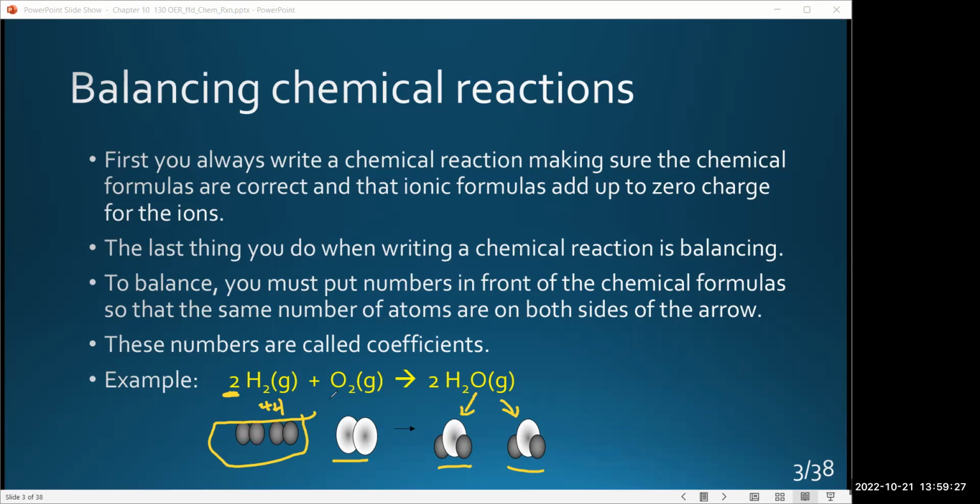okay? And then we got 2 oxygens on the reactant side. And then we go to the product side, and you can see we got 4 hydrogens total on the product side and 2 oxygens on the product side. We are balanced, okay? Regardless of what form they're in, oxygen is oxygen, in the form of a molecule of oxygen gas, or in the form of water, still oxygen.